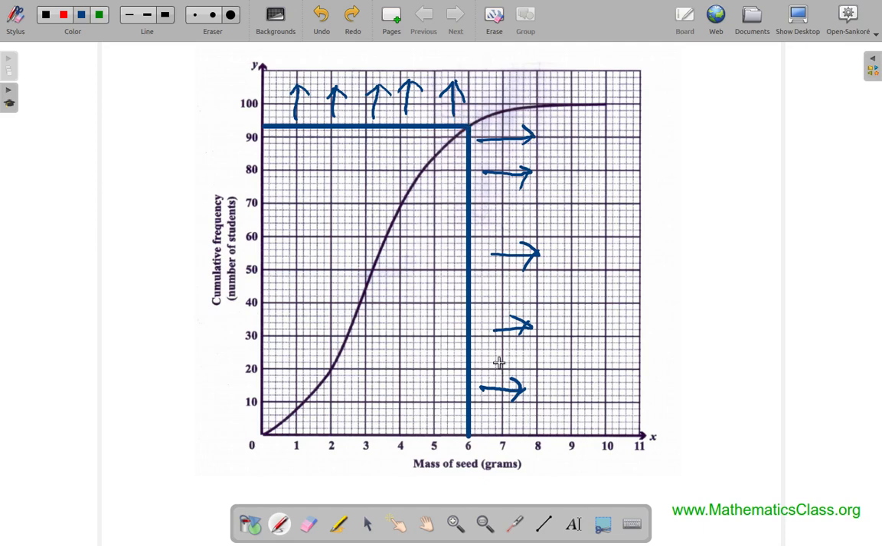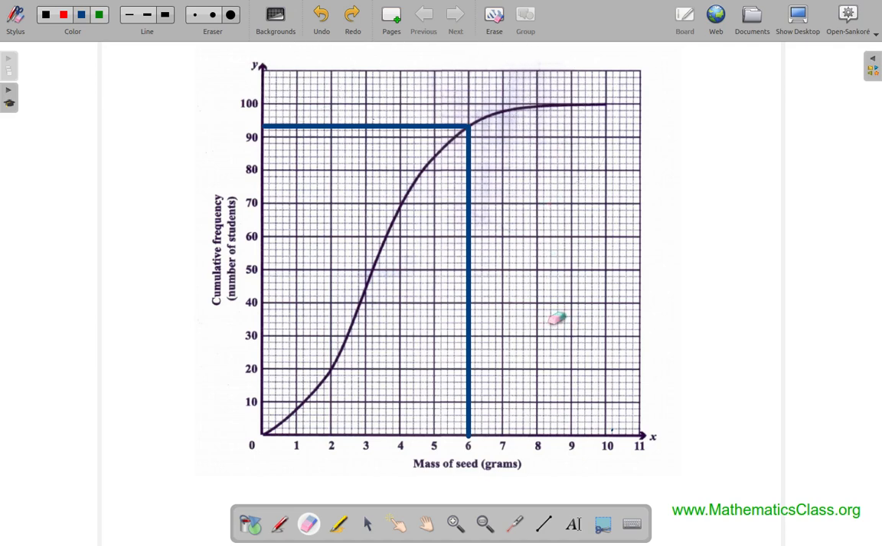Now, the number of students who estimated the mass to be greater than 6 grams, you're looking at more than 94. But how many exactly is it? What we're looking at is how many students estimated the mass to be exactly 6, 7, 8, 9, 10, whatever number that we're going to be looking at. Let me just erase these arrows. Don't really need them again for the rest of the question.